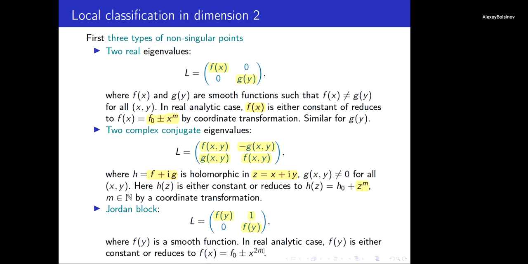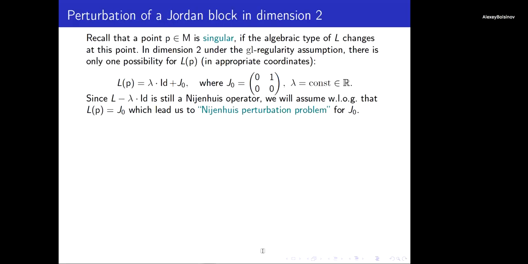That is easy. And of course, what is less trivial is what happens at the singular point. Once again, I recall that singularity means that the algebraic type of L changes at this point, meaning that in the neighborhood of this point, eigenvalues generically are different, but at this point P they collide.